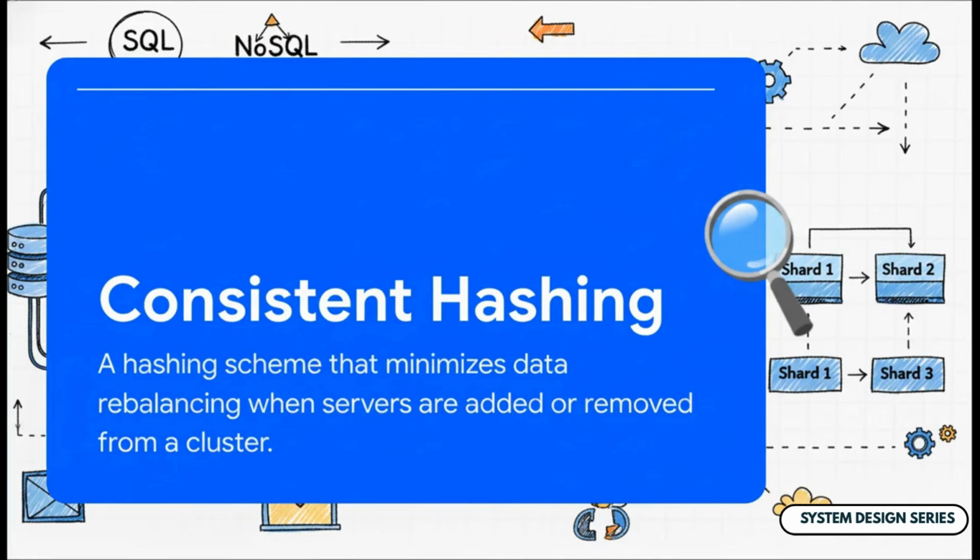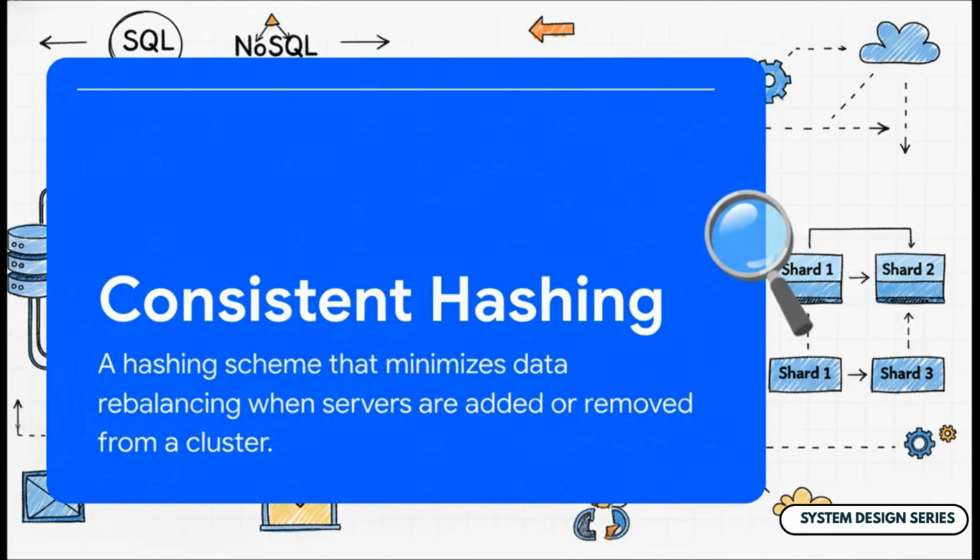Okay, so you've sharded your data. Great. But what happens down the road when you need to add even more servers to handle more traffic? You can't just stop everything and reshuffle all the data. That would be a huge outage. This is where a really clever idea called consistent hashing comes into play.